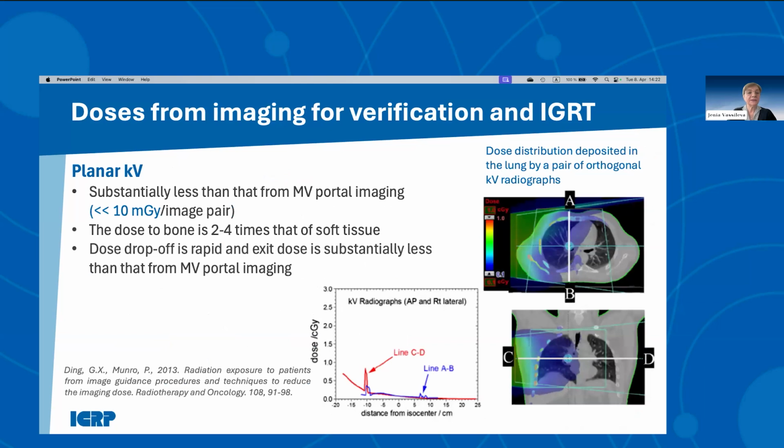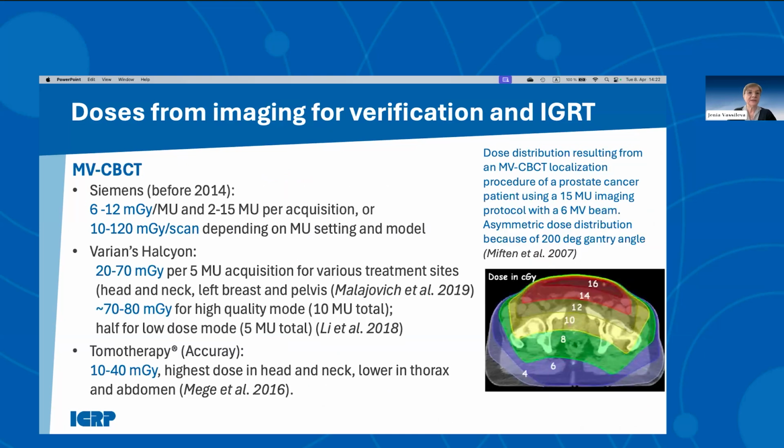The planar kV delivers substantially less dose than that from MV portal imaging, with studies demonstrating doses of the order of a few milligrays per image pair. And the specifics here is that the dose to bone is 2 to 4 times higher because of the prevalence of the photoelectric effect here. And there is a rapid dose drop with depth compared to the MV technique.